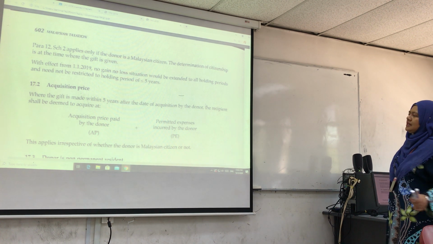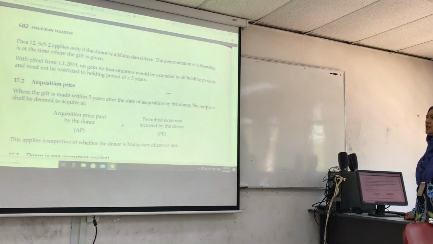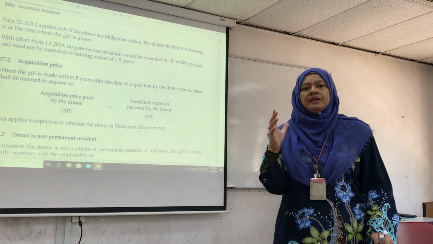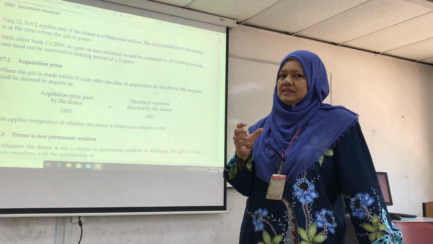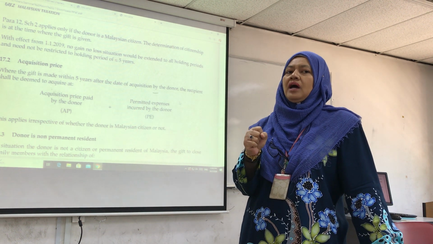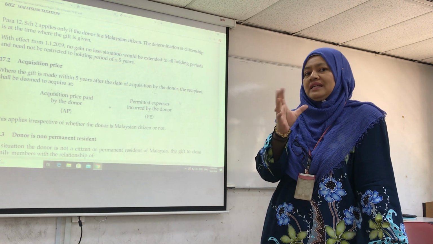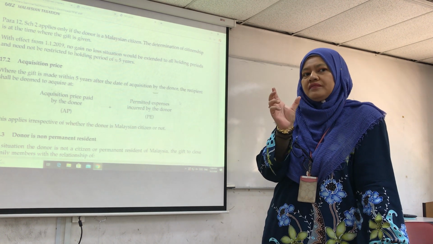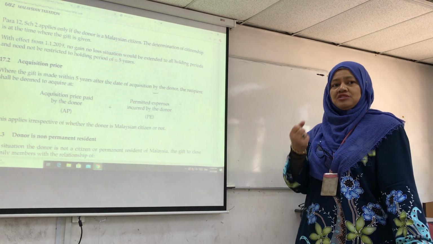Citizenship is determined at the time the gift is given. Effective from 2019, the no gain, no loss situation is extended to all holding periods and need not be restricted to a holding period of less than 5 years. Remember, when we looked at the tax rate previously, prior to 2019, any disposal after 5 years had a tax rate of 0. So previously this inter vivo only applied to disposal within 5 years, because there was a tax rate, so there was a no gain, no loss. After 5 years it was not applicable because the tax rate was 0%.